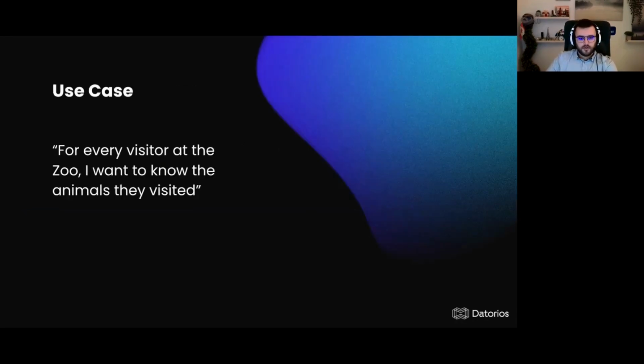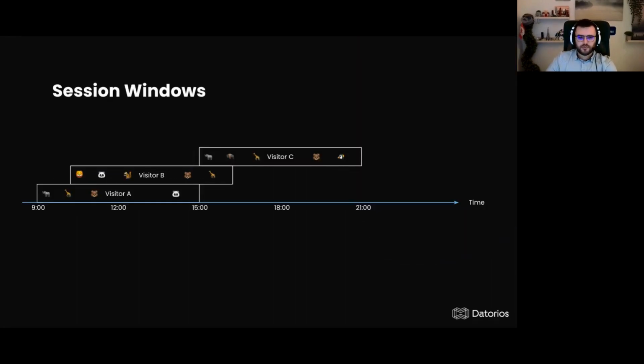The final use case is, for every visitor at the zoo, I want to know the animals they visited. This is a use case for session windows. Say that we have little armbands that we gave all of our visitors whenever they entered our park, and we track them throughout the park. In this case, we have visitor A, who got to the park at 9 a.m. and put on his armband, and he visited the rhino first, and then the giraffe, and then the bear, and then the panda.